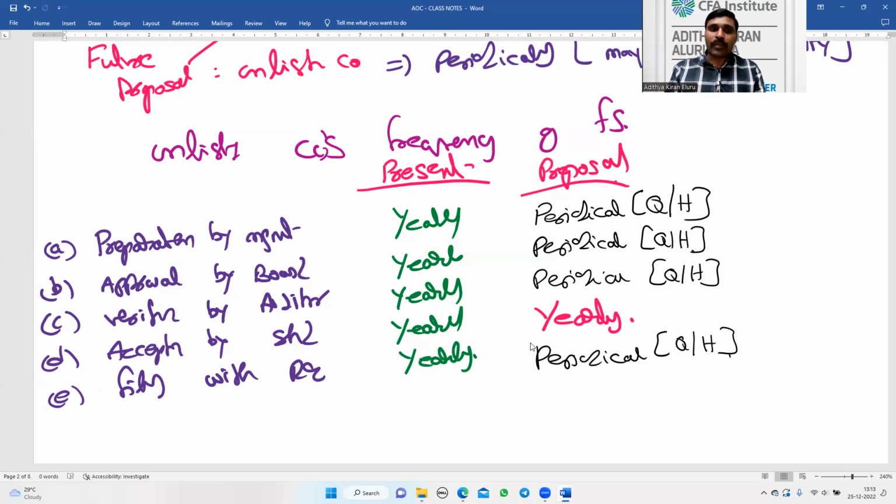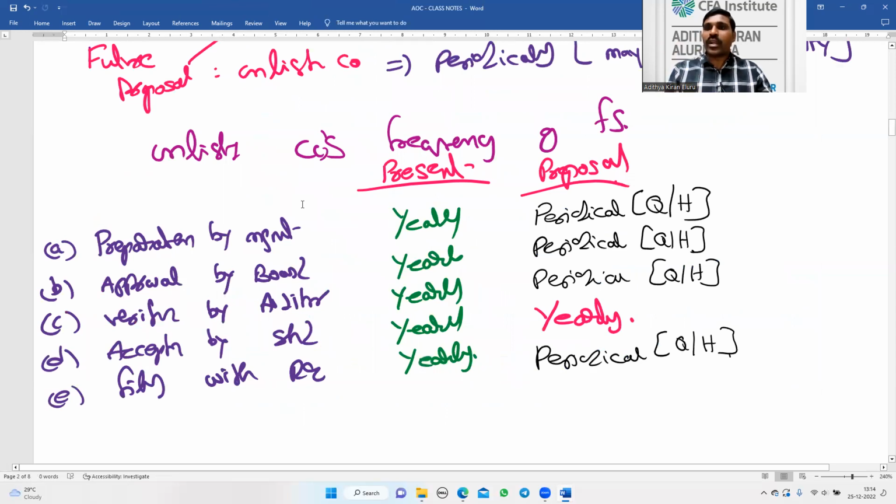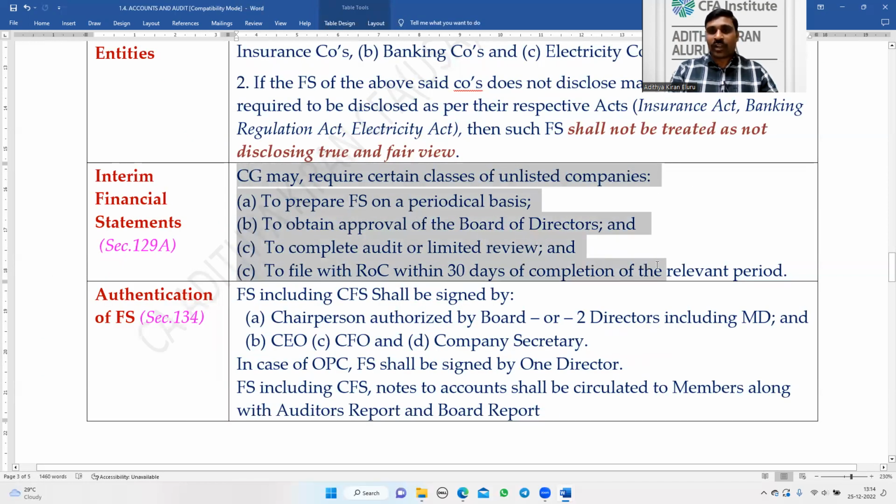But the proposal is that preparation, approval, audit and filing are periodical, not adoption. Look at the provision: you can prepare periodically, approve periodically, audit periodically, and file periodically, but not acceptance by shareholders. If you carefully observe section 129A, it is very clear. It only mentions preparation, approval, audit and filing. It does not talk about acceptance by shareholders because that is not possible. The AGM is conducted only once a year, so shareholders' acceptance continues to be yearly only, while the remaining things can go periodically. That is the interim financial statement, section 129A.